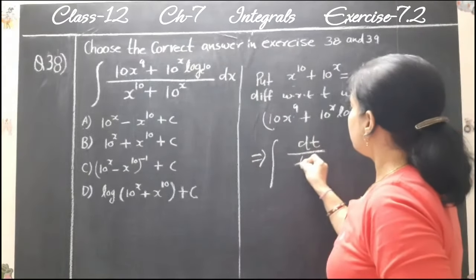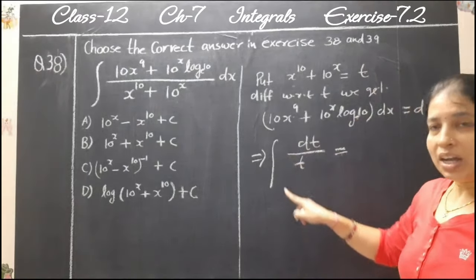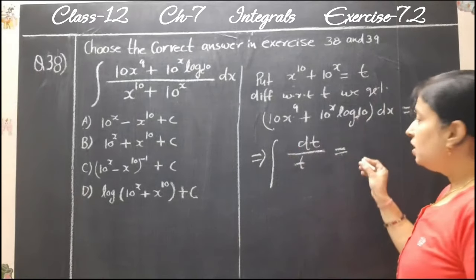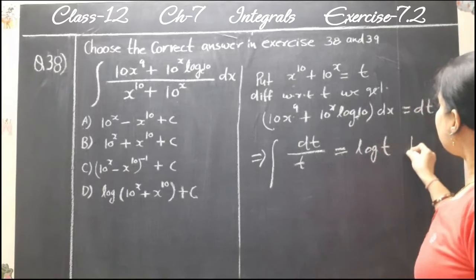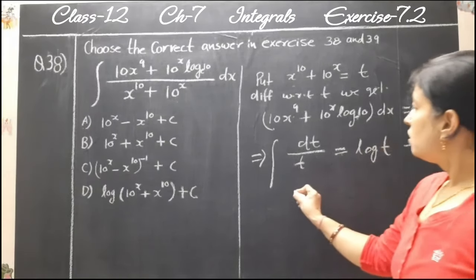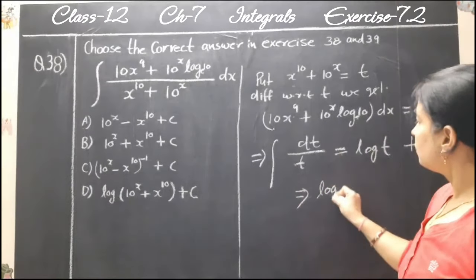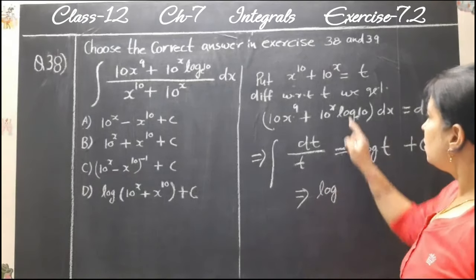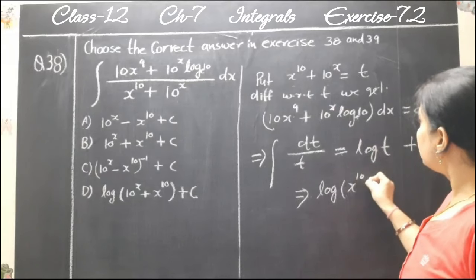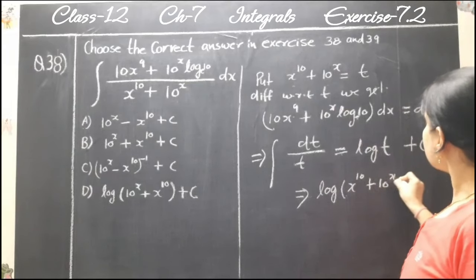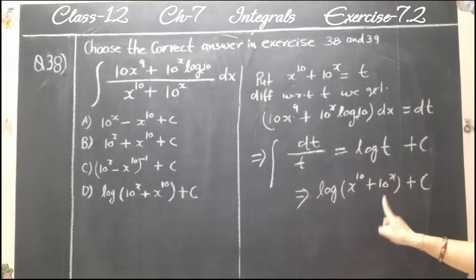So write here t. Now this one is our standard formula, integral of 1 by t dt. It will be log t and write a constant c. Now put the value of t. T is this one. So write here log of x to the power 10 plus 10 to the power x, plus the constant c. So this one is your answer.